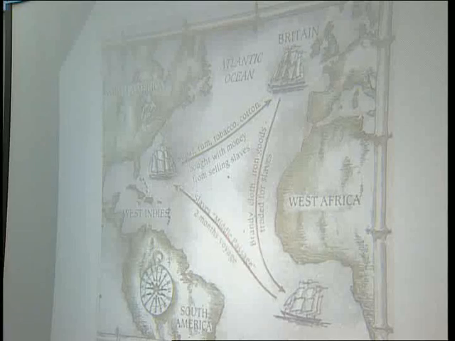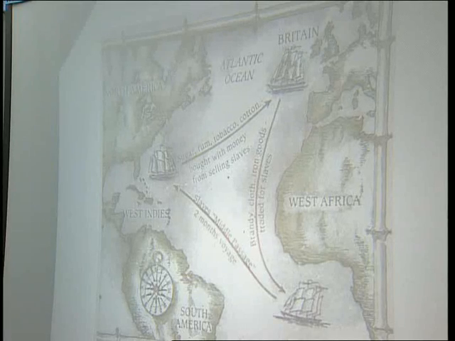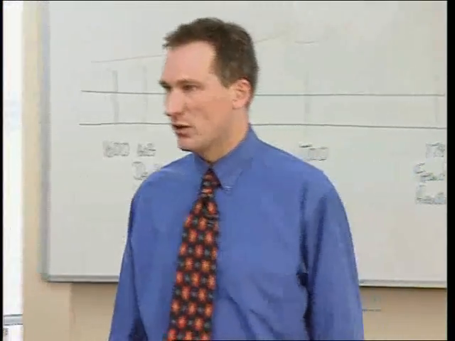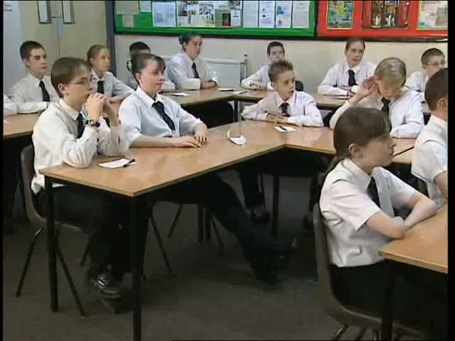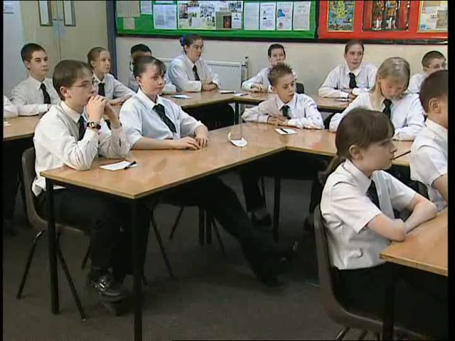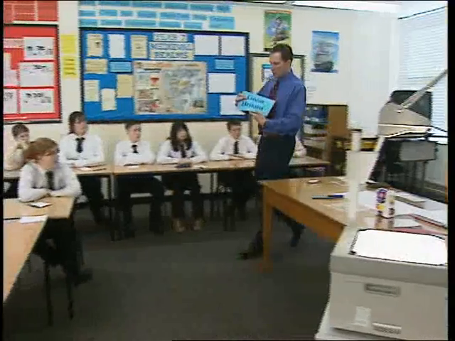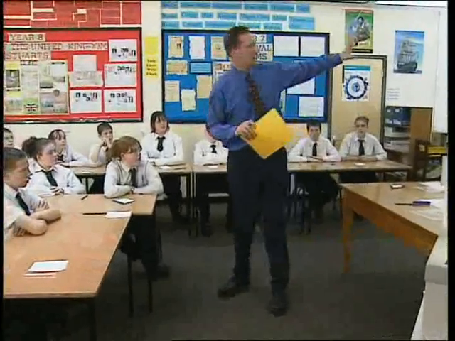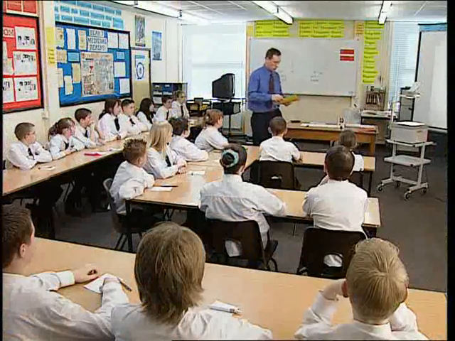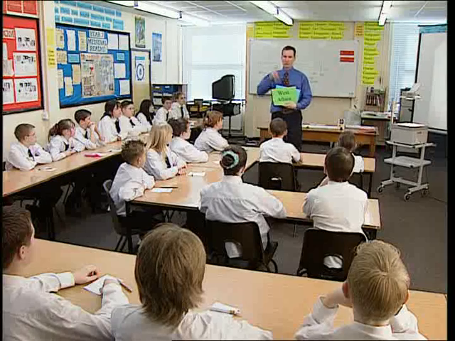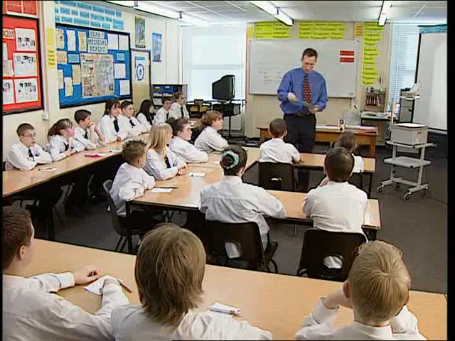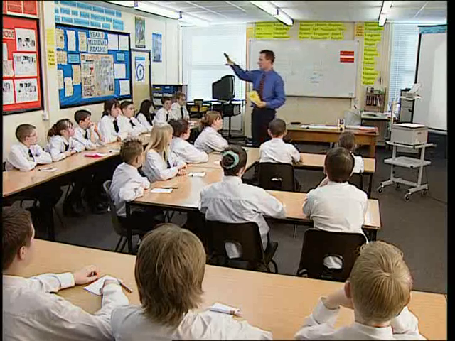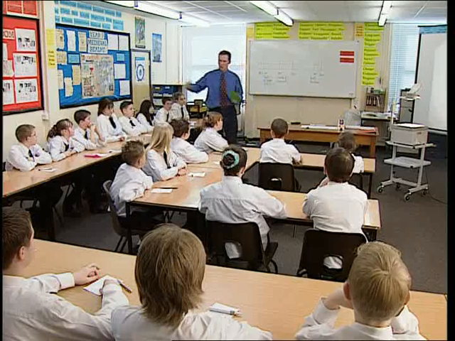So this is known as the slave trade triangle. Right, okay, now I'm going to set you a little bit of a challenge for the next part of the lesson. I'm going to set this room up as if it was the slave triangle. So we're going to have Great Britain over here on the board. We're going to have West Africa over here. And we're going to have the West Indies over here. So those are the 3 places.